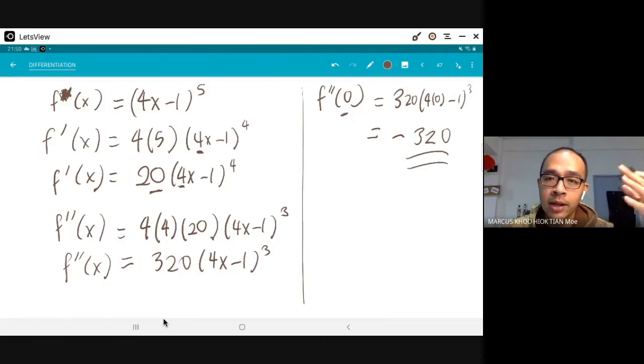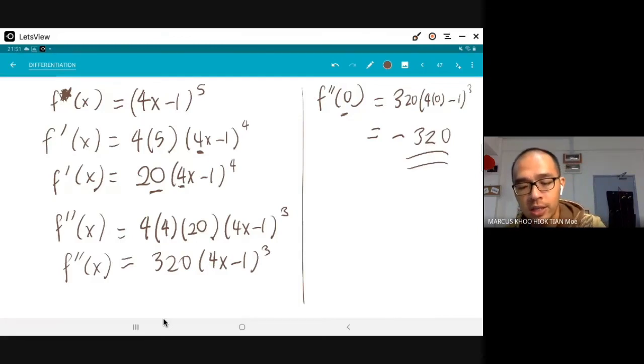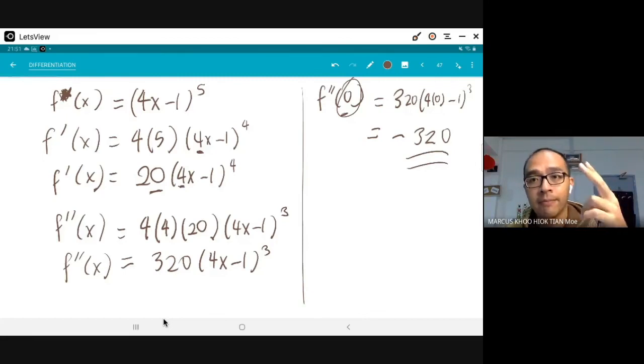The most important skill for today and tomorrow, since our class now is tomorrow, is not really so much about substituting the value of x. We can learn that later. The most important thing today is you need to know how to differentiate first time and second time. The first derivative and second derivative.